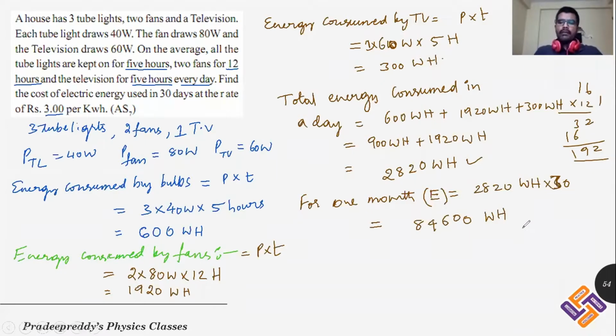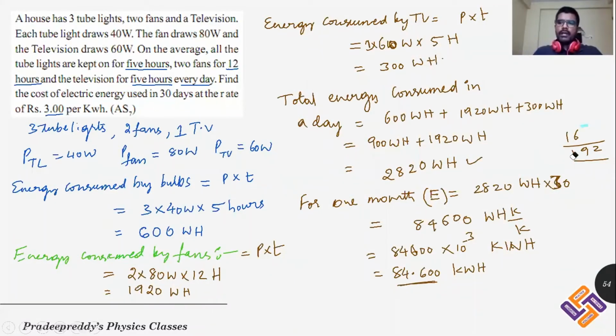Okay, now I want to convert it into kilo. Kilo is 10 power 3, so 10 power 3 goes to the numerator. It is 84600 into 10 power minus 3 kilowatt hour, which is 84.600 kilowatt hour. This is the number of units. This is the total number of units which are consumed in the home.